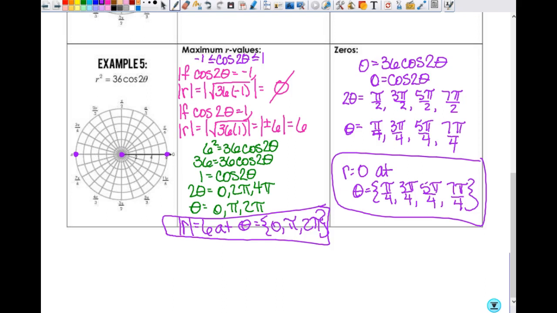All right, are we ready to talk about the graph? We know we have our radius at 0, pi, 2 pi. We got a 0 somewhere, right? So if we start here, our first 0 is at pi fourths, so this has got to come out something like that. And then we have another one at 3 pi fourths right here. So this is going to have to come out something like this.